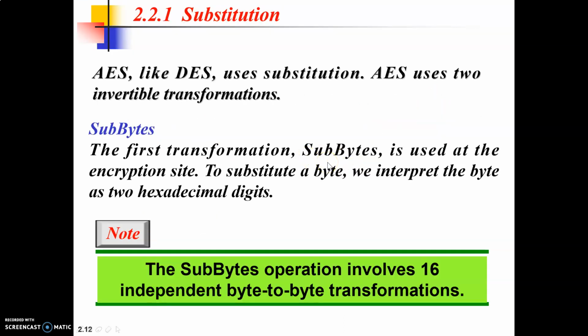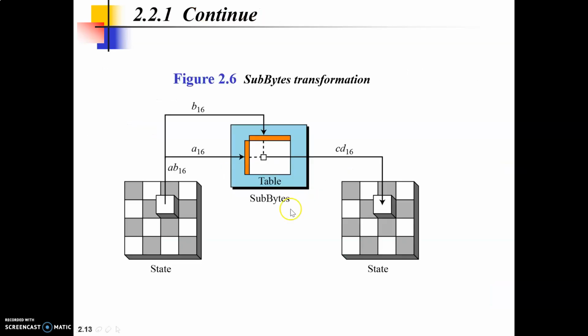Let's talk about the first transformation, which is SubBytes. SubBytes is used at the encryption side. What we do is we take our input byte and try to find the corresponding output byte for it with the help of a table. As an example, suppose this is the input state given to you. It contains the value AB to the base 16, base 16 because this is a hexadecimal value.